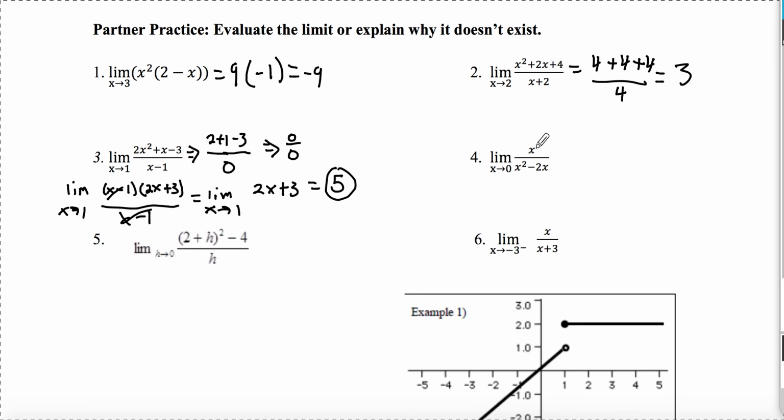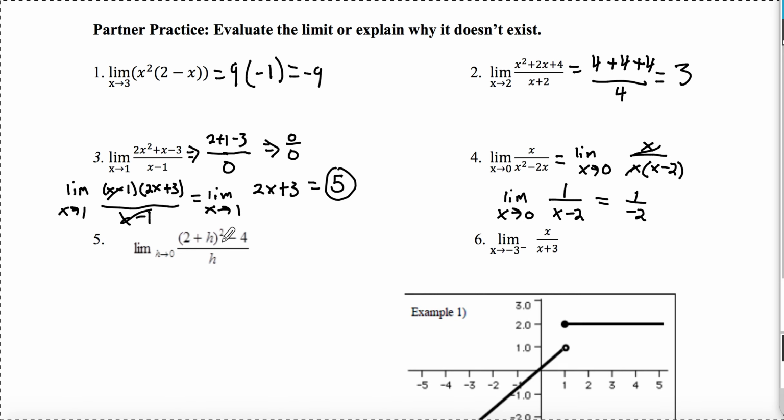Oop, I can already tell we get 0 over 0. So let me go ahead and do some factoring in here, right? This is going to be the limit as x approaches 0 of x over x times x minus 2. I'm going to factor out the x from the denominator. We'll lose those guys. And we get the limit as x approaches 0 of 1 over x minus 2. I plug back in 0, and I get 1 over negative 2.